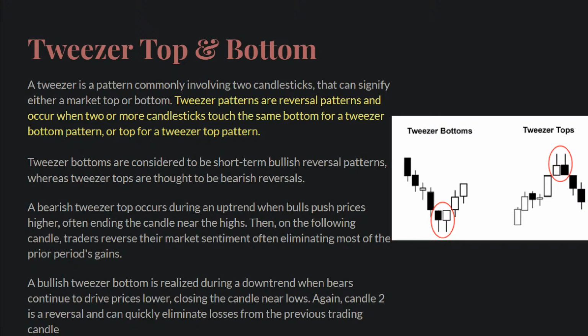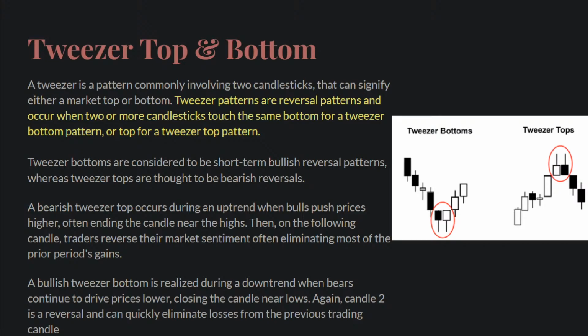The tweezer top is a pattern commonly involving two candlesticks that can signify either a market top or market bottom. Now, this is really interesting because it has two similar candles, but the wicks are at equal length and preferably on support. This could be a fib line that's stopping it from going down. It could be a support line, many different things. And it's very, very similar on the way down. So we have the exact same thing except reverse for tweezer tops.